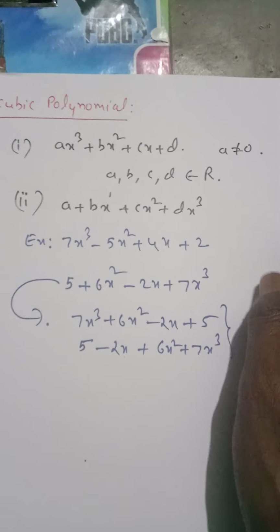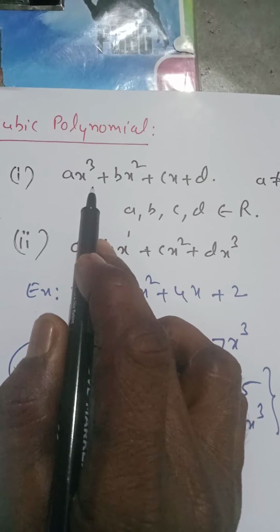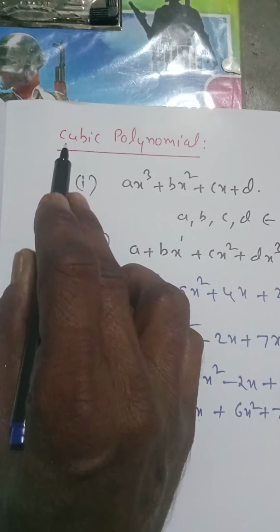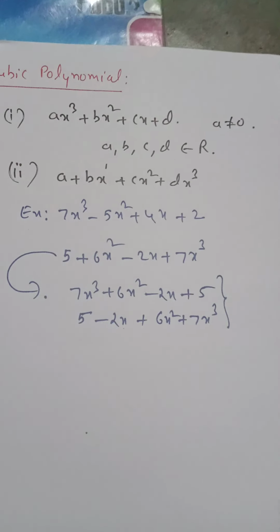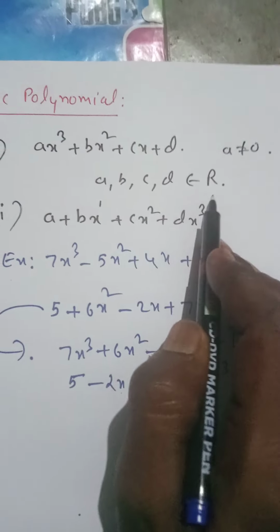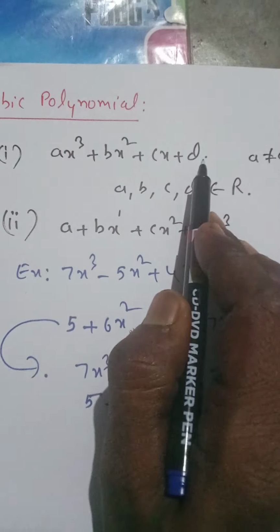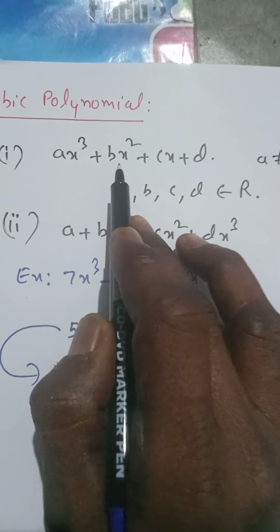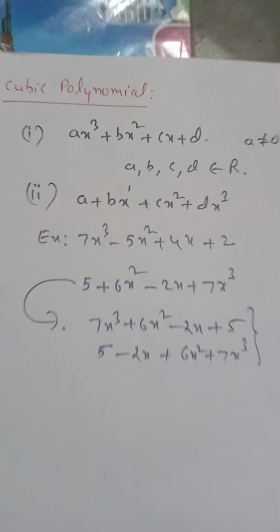So you need to remember only one thing: if the highest degree of the various terms of the polynomial is 3, then we call it a cubic polynomial. And here also, if a, b, c, d are real numbers, we call it a real cubic polynomial. If a, b, c, d are integers, we call it an integral cubic polynomial. If a, b, c, d are rational numbers, we call it a rational cubic polynomial. Like that we can name.